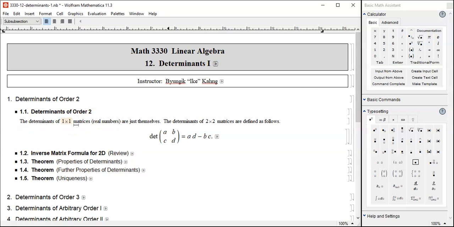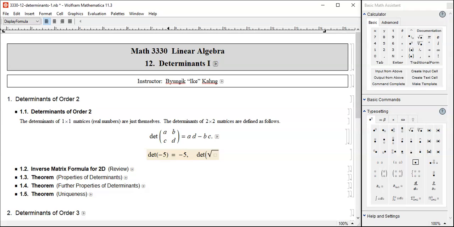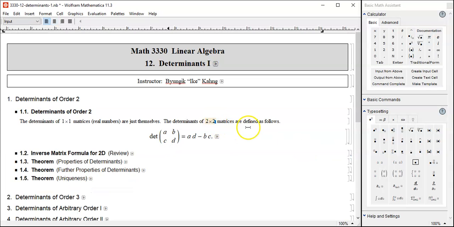If we have 1 by 1 matrices, then the determinant is just the matrix itself. So the determinant of, say, this 1 by 1 matrix, -5, is just itself, -5. The determinant of, say, square root of 3, for example, is square root of 3, and so on and so forth. Too trivial. Okay, let's do a little bit less trivial thing, alright?